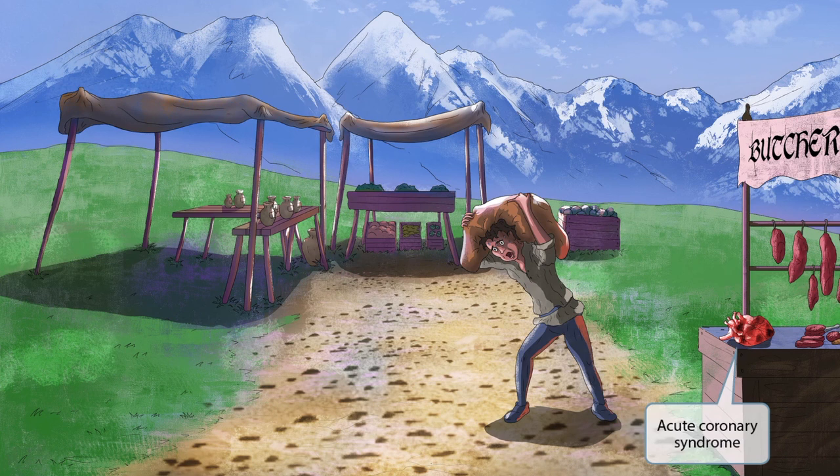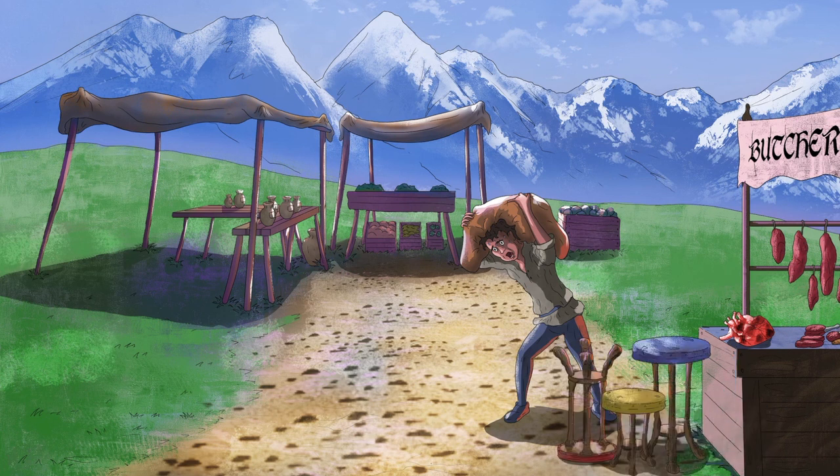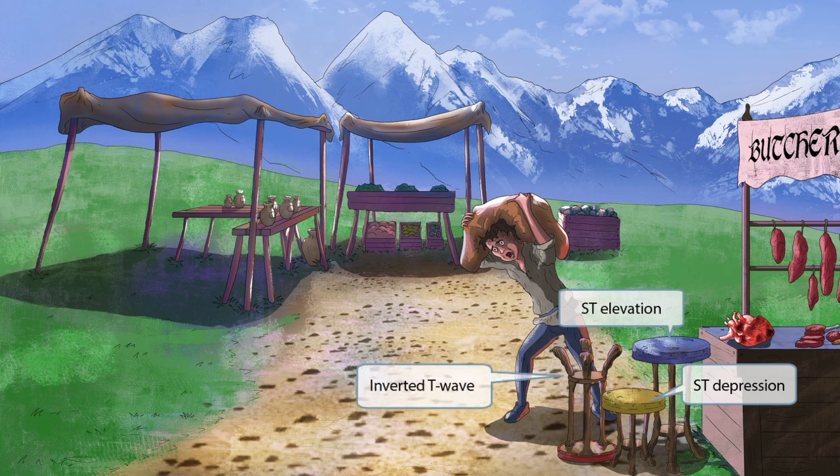The butcher shop is known across the land for its bison meat, and the butcher is expecting a lot of customers this evening. Notice that he has placed out a tall stool with a broad base, our symbol for ST segment elevation. Next, we can see a short or depressed stool, which will represent ST depression, and finally a stool that is upside down for inverted T wave. These are the most common findings seen on an EKG in acute coronary syndrome.